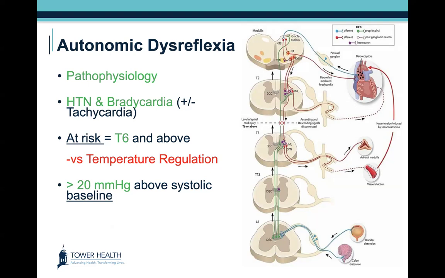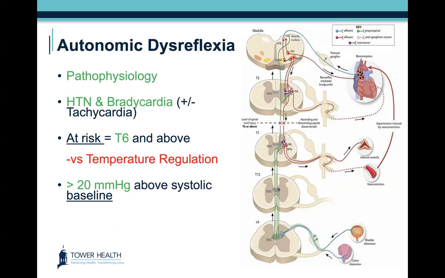Because of this local sympathetic response, you're going to get hypertension, which makes sense, right? Blood vessels constrict, you get hypertension. The problem with autonomic dysreflexia is when you can see here these red channels, when they're coming back down, that inhibitory stimulus is blocked.